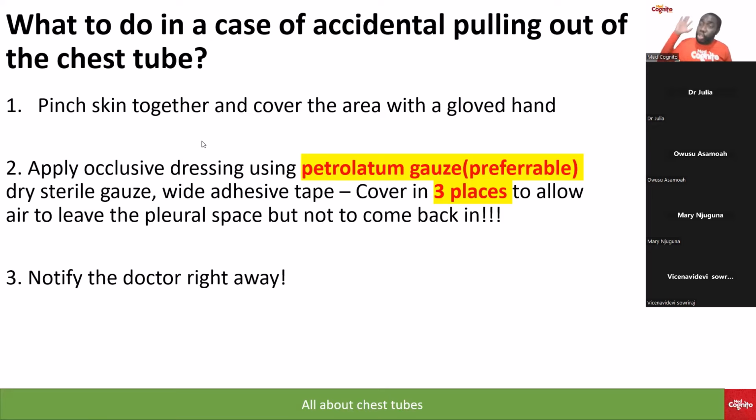Quickly, use your gloved hand, not your bare hand, your gloved hand. Put pressure on that area and then call for occlusive dressing using petroleum gauze, all right? If you don't have petroleum gauze there, then you want to use dry sterile gauze, but quickly, and then use adhesive tape. Now, the issue is that you cover it in three areas, and I'm going to draw a picture for you.